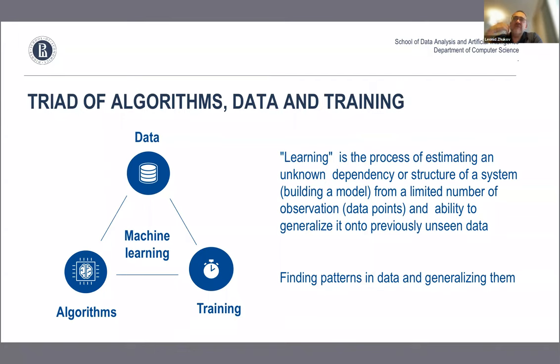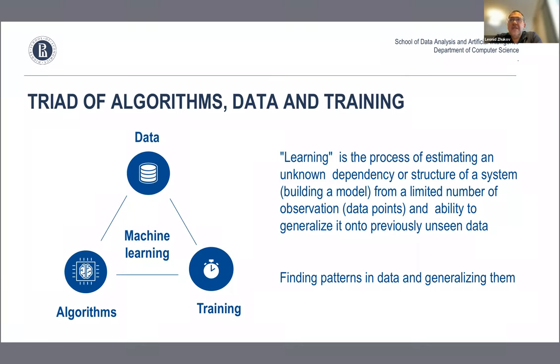Whenever we think or talk about machine learning models, there is really a triad of things. First, the algorithms, which are the code that we run, and that is the thing that is learning. Second, the data on which the algorithm learns, and third, the training process. You actually need to train the algorithm to do anything useful, and the algorithm learns from data.